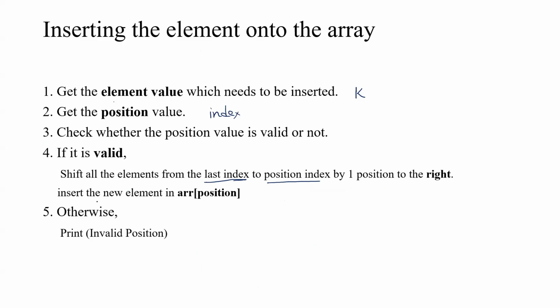Then after we shift all the elements, we have to insert the new element into the array at the position, or whatever index is given to you. According to that, you can insert that value there. Otherwise, we have to print invalid position. So this was a very simple algorithm for insertion of an element into any position.